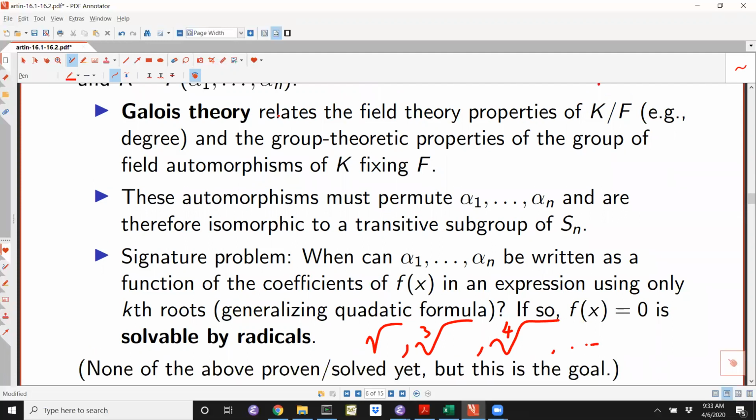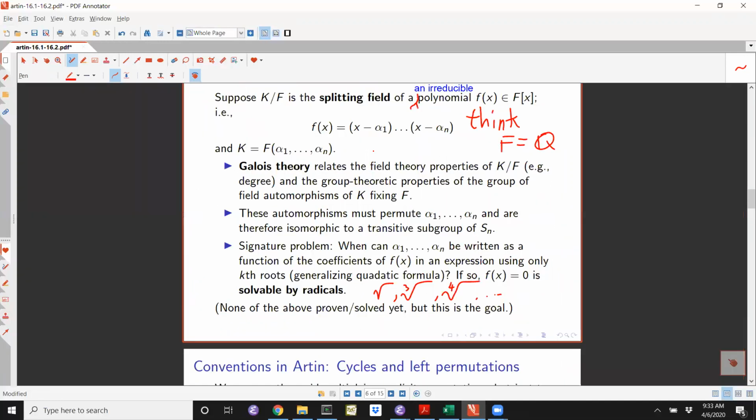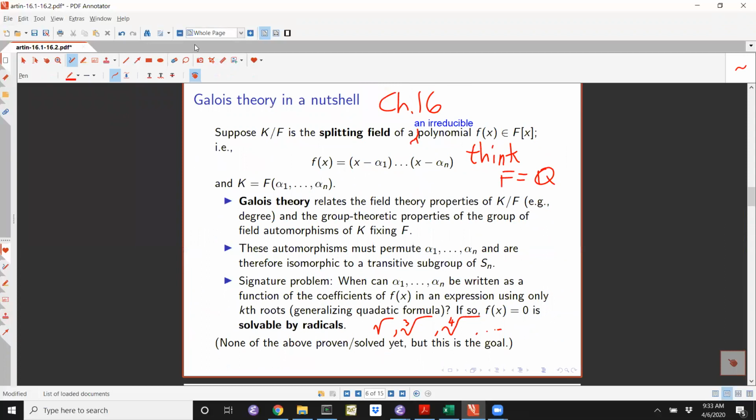So that's our one slide summary of Galois theory. I always think about Austin Powers.